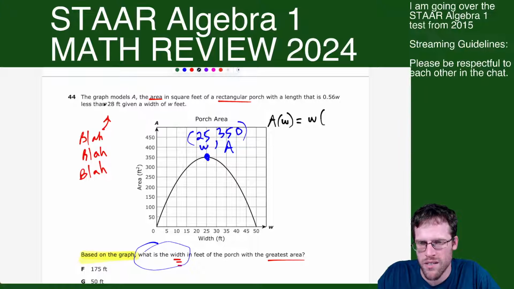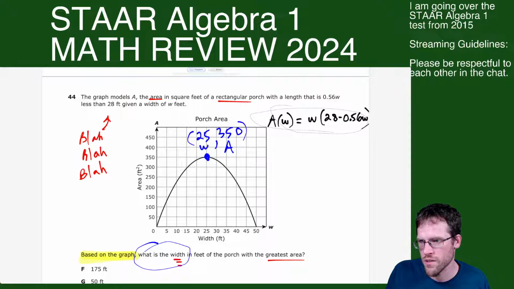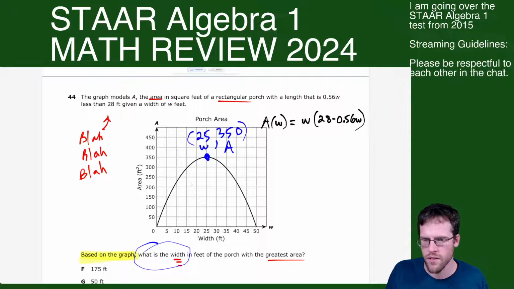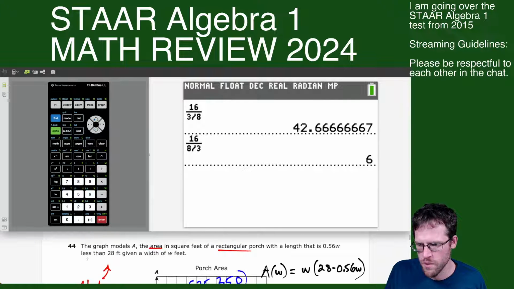So less than means subtract, but flip. So if I'm this much less than 28, then that's 28 minus 0.56w. Okay, so if you felt like writing this function yourself, you could, but I think it's kind of unnecessary. I mean, just because I talked about it, why not explore it now, just so we get as much as possible out of this.